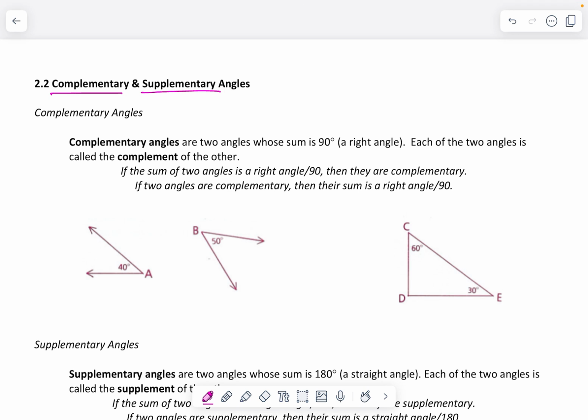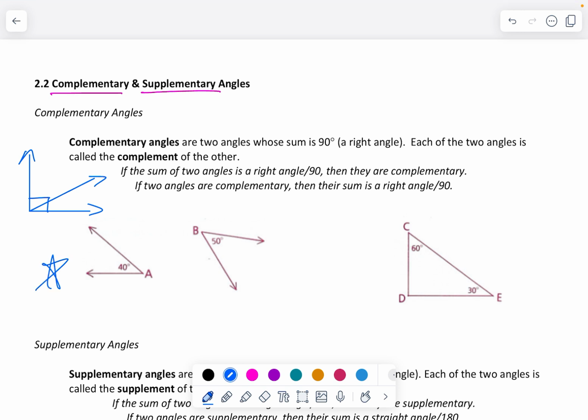And so sometimes these angles can be represented like this. Sometimes they can be drawn inside a right angle. So we see we have a right angle and these two angles together equal 90 degrees. Or sometimes they're separate, like here, right? We can see 40 plus 50 equals 90. Or here, these two angles inside the triangle are complementary. And so anytime the sum of two angles equals 90 degrees, they are complementary.